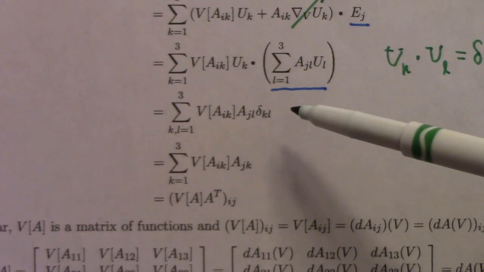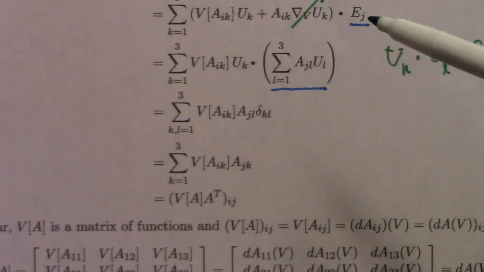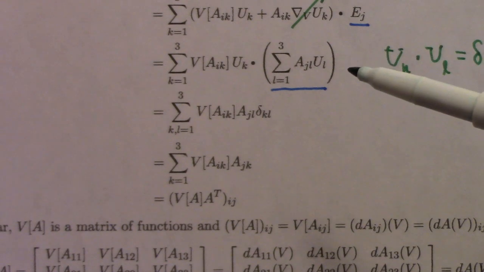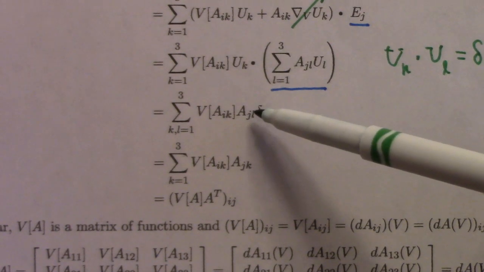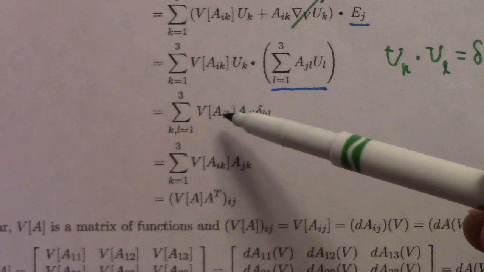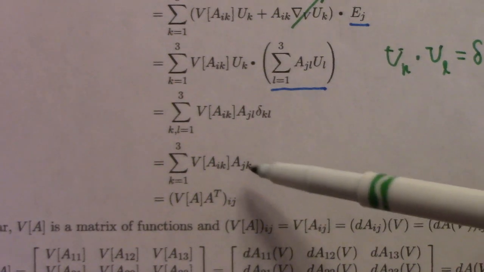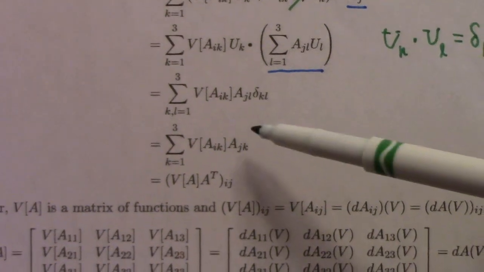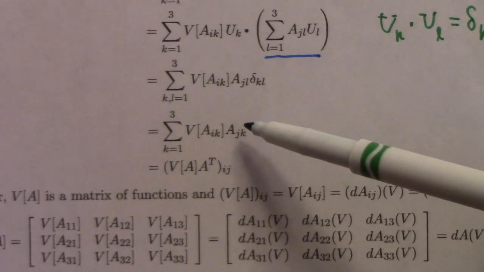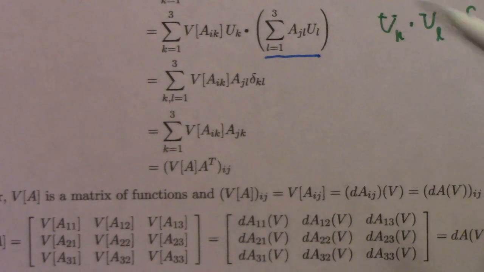So where do we go? AJL becomes AJK, and AIK is still AIK. We got that. But what is that? That is exactly by the definition. So, okay, this, one more step.